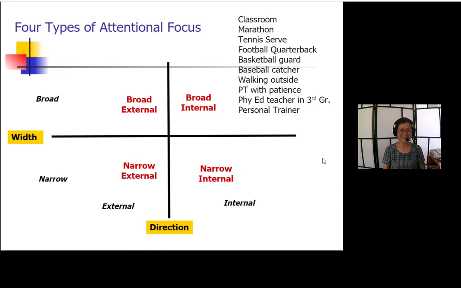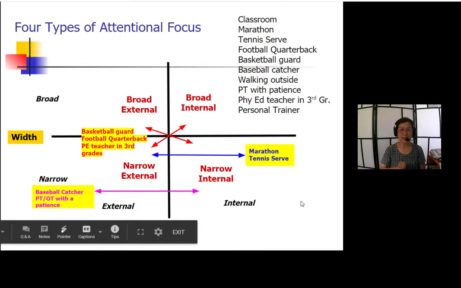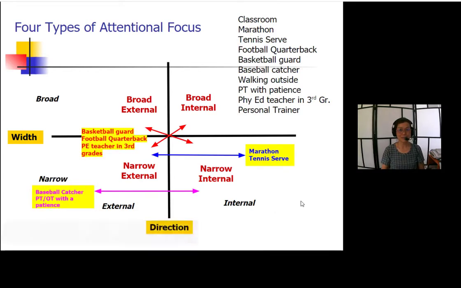Narrow external, narrow internal. How about baseball catcher? Narrow external. How about football quarterback? Broad external. How about basketball guard? Broad external. All these performances and tasks require a combination of different attentional styles.